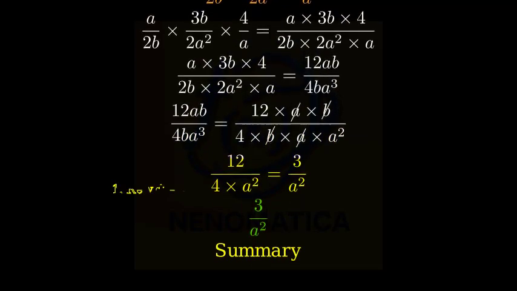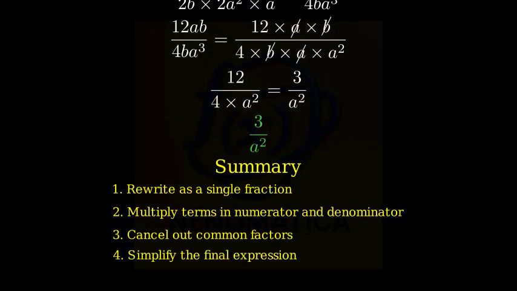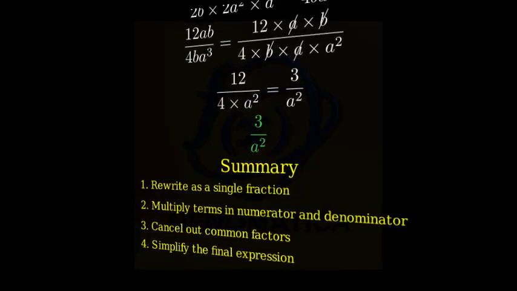To summarize, when dividing algebraic expressions, we 1. Rewrite the expression as a single fraction. 2. Multiply the terms in the numerator and denominator. 3. Cancel out common factors. 4. Simplify the resulting expression. Practice these steps with more examples to become comfortable with this process.